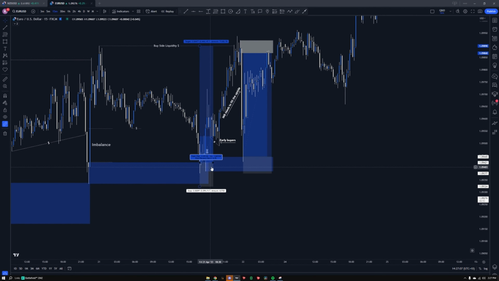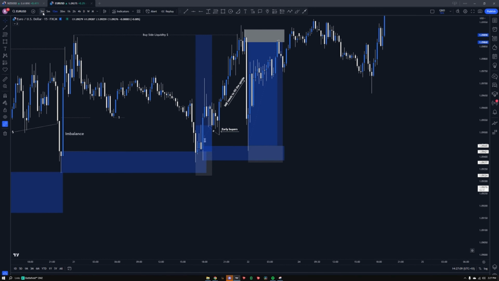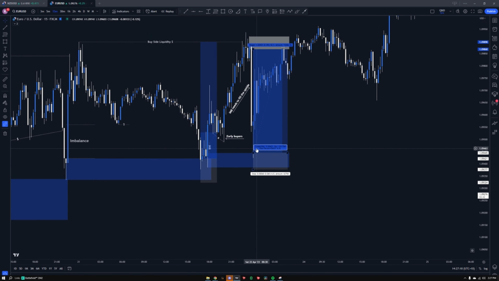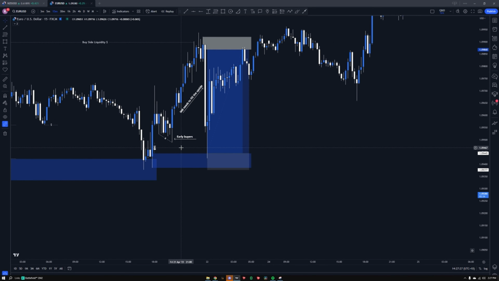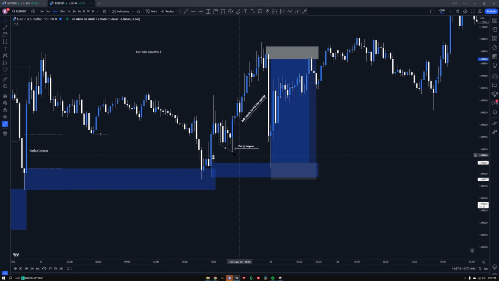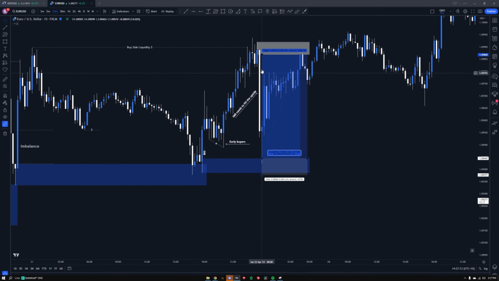Also created a 5-minute order block. Can't show you because the data doesn't go back that far. But we had a very nice 5-minute order block. We were able to take this trade because we got some imbalance on the 5-minute time frame. We got those early buys that got into the market here. And we also got this big imbalance that price needed to come back and fill.